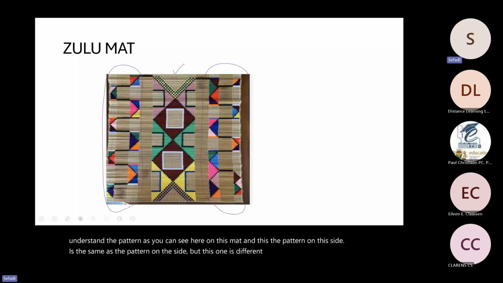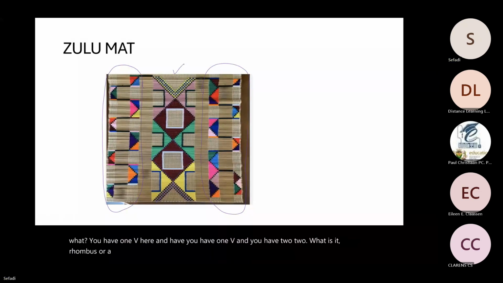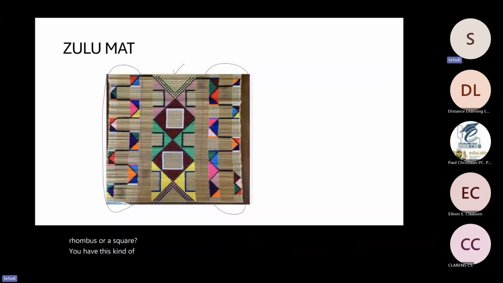So you can see that you have what? You have one V here, and you have one V, and you have two, what is it? Is it a rhombus or a square? You have these two kinds of shapes. But again, in the middle, you have a square. You have a square and also there.